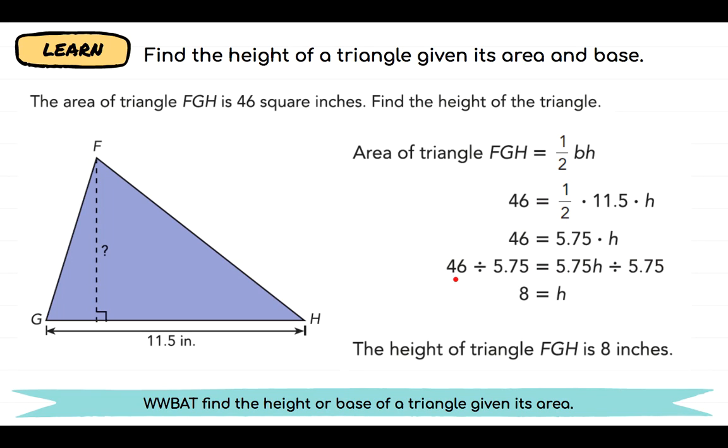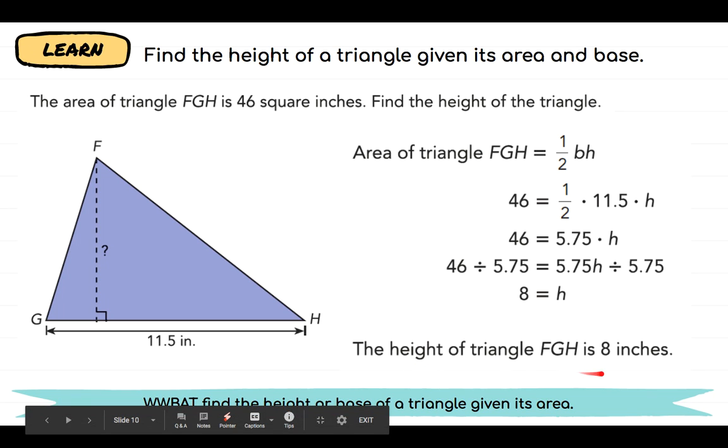And after you divide 46 by 5.75, you should get the value of h, which equals 8. So the height of the triangle FGH is 8 inches. Remember, this is the height, so it's not in square inches, just inches.